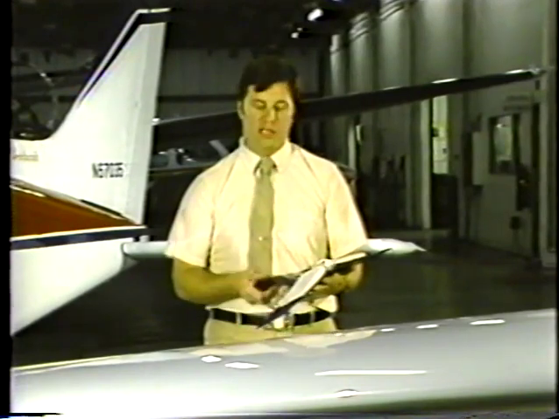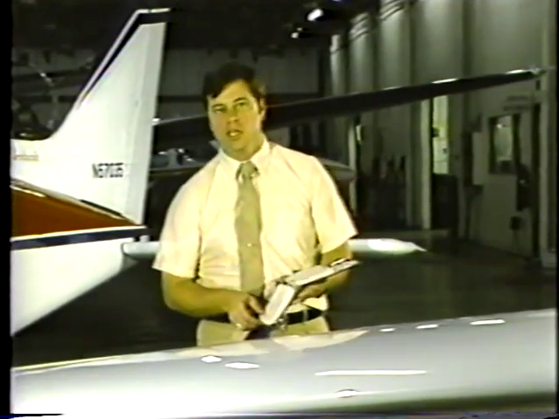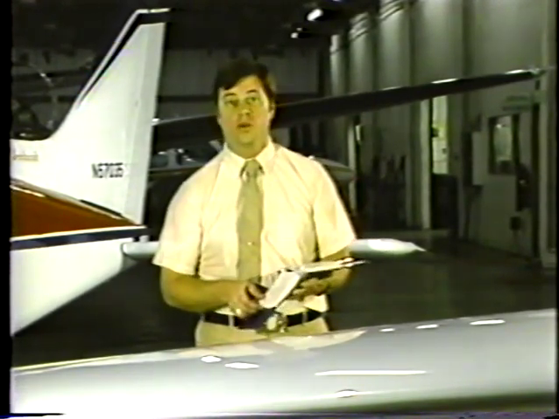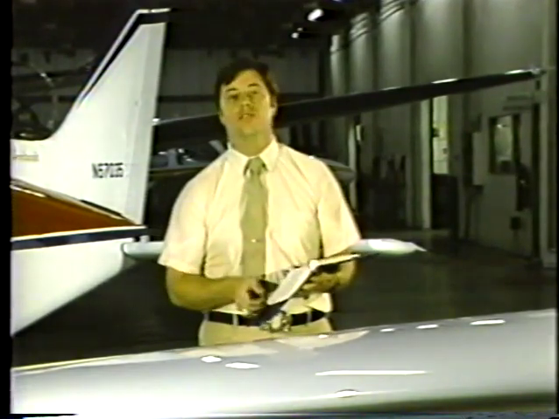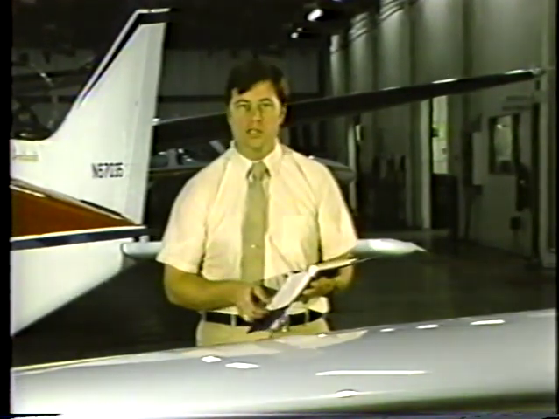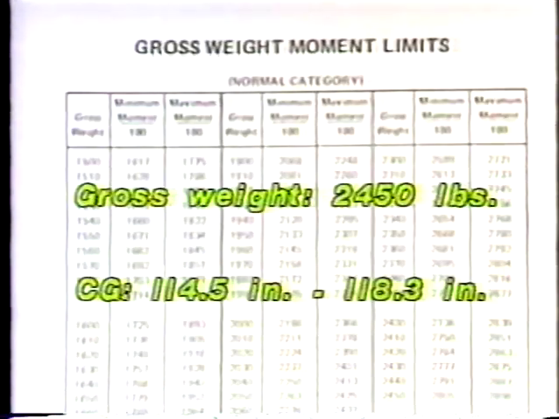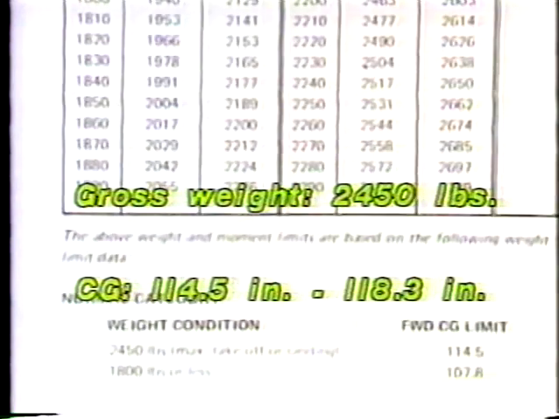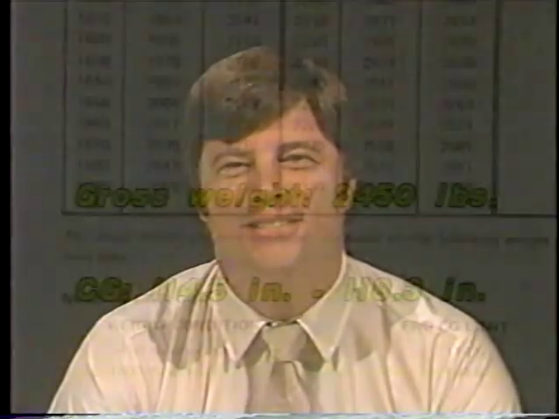We must now once again consult the pilot's operating handbook to find out if, for the weight already calculated, the center of gravity falls within an acceptable range. For 2,450 pounds gross weight, the center of gravity numbers should be between 114.5 inches and 118.3 inches from datum. We successfully complied with both areas of concern, total weight and total balance, using the computation method.